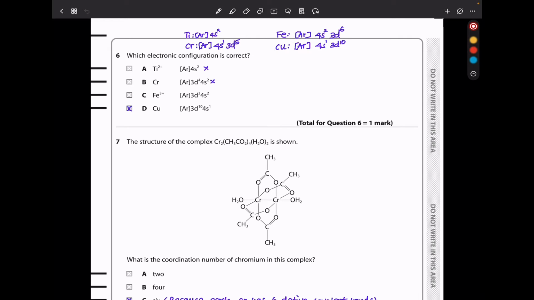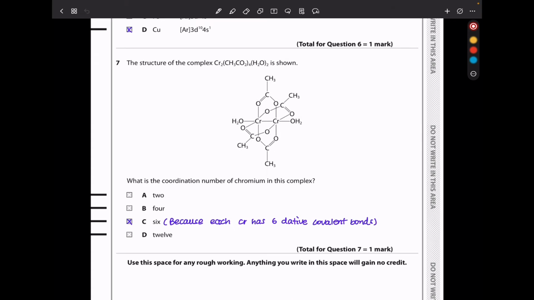if it is iron 3+, it should lose the 4s electrons, the 2 4s electrons, and then 1 electron from the 3d to give us a 3d5, so that is out. And lastly, copper. Copper has a configuration of argon 4s1 3d10, so this is going to be the answer.